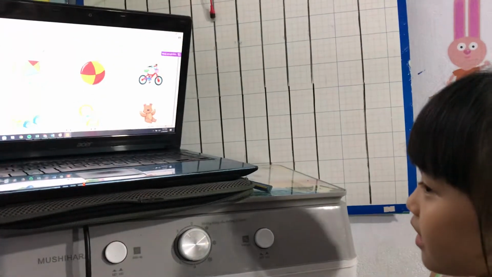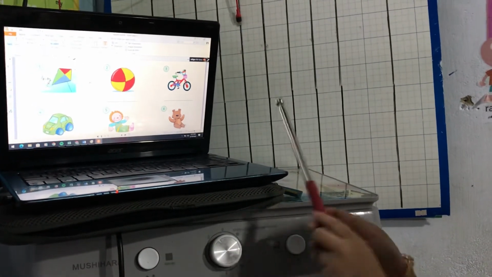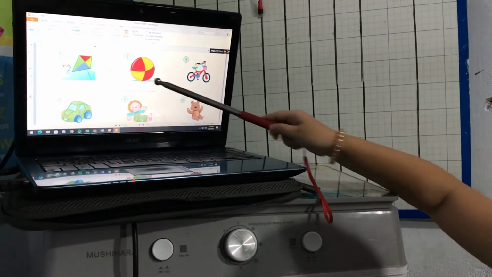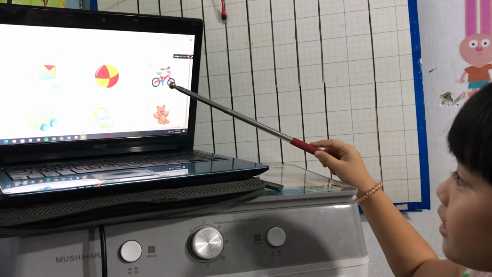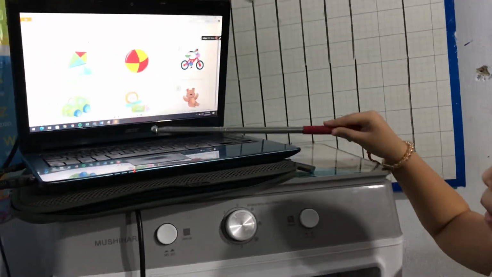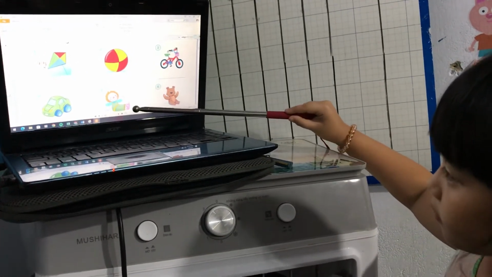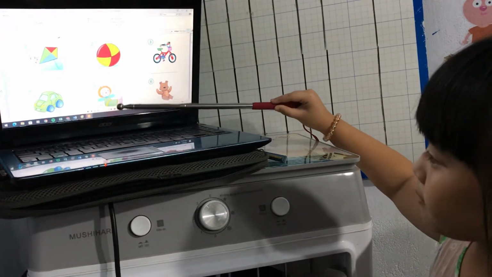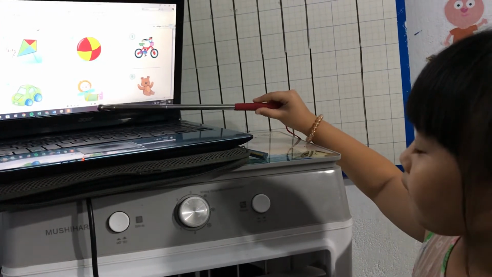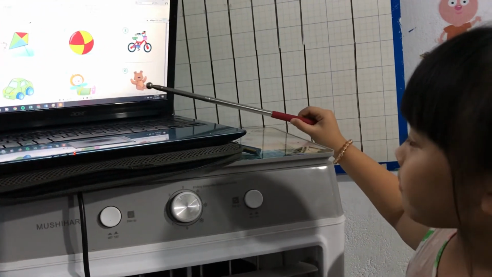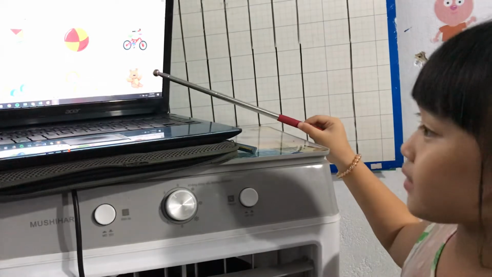2. This is my ball. It's yellow and red. 3. It's a bike and has many colors. 4. The car is green. 5. The door has many colors. Its dress is green and yellow. 6. The teddy bear is brown. It's my mother's present for me. I love it so much.